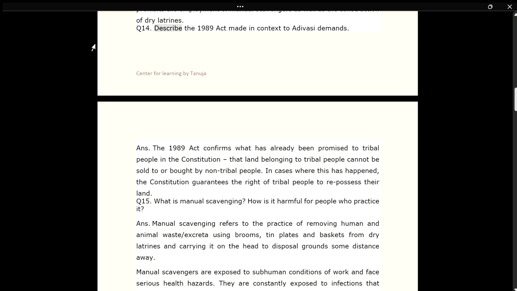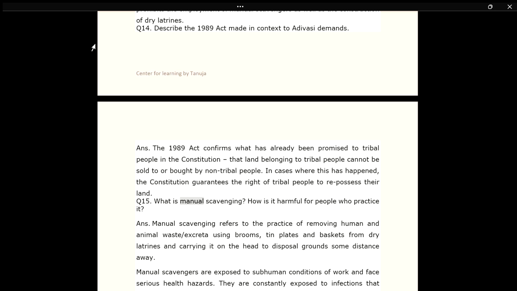Q14. Describe the 1989 Act made in context to Adivasi demands. Ans. The 1989 Act confirms what has already been promised to tribal people in the Constitution, that land belonging to tribal people cannot be sold to or bought by non-tribal people. In cases where this has happened, the Constitution guarantees the right of tribal people to repossess their land.